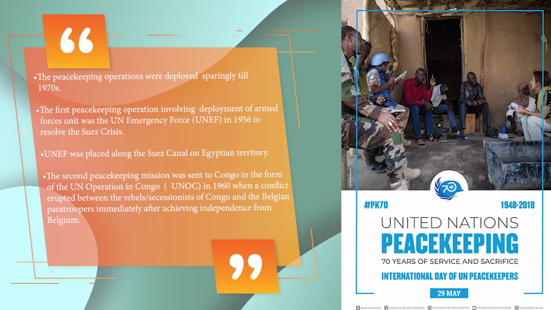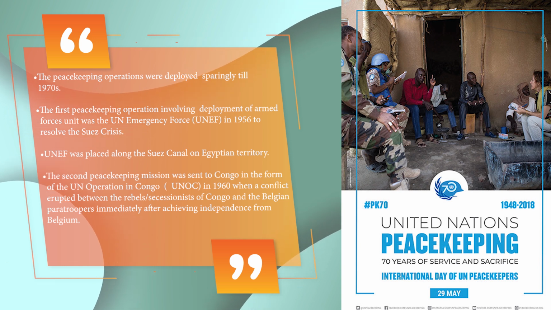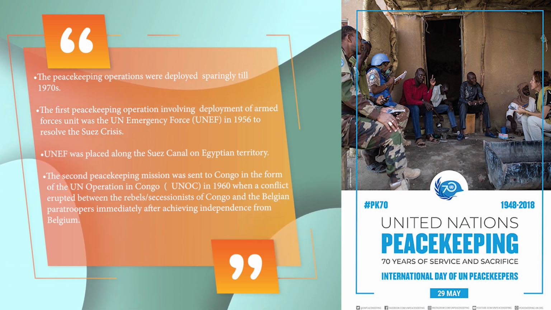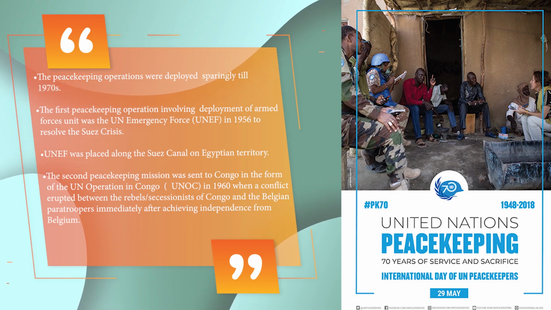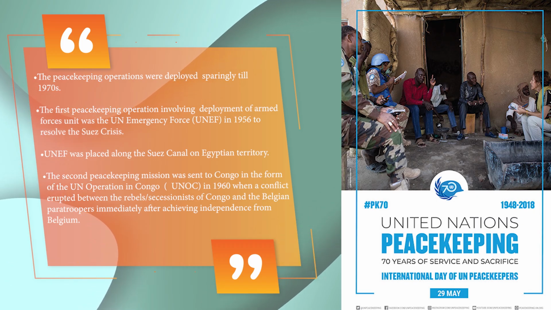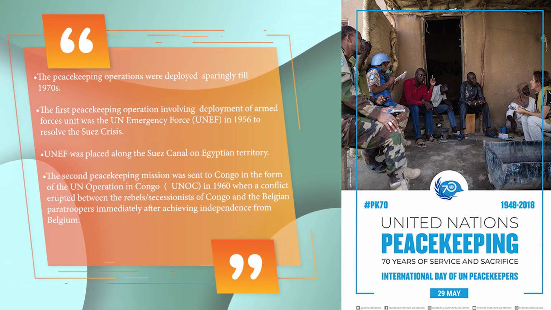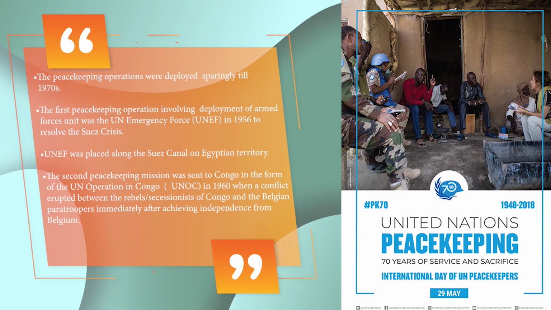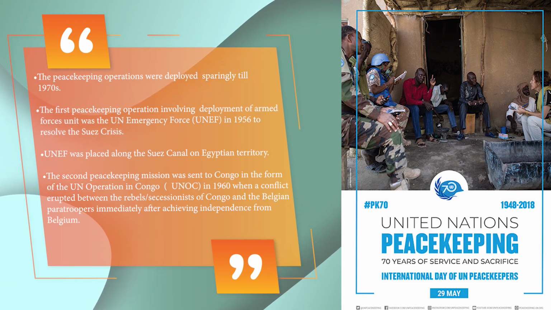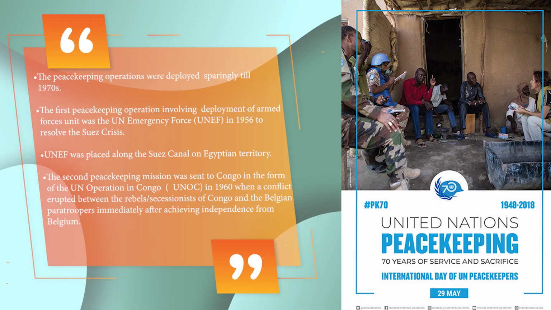The first peacekeeping operation involving deployment of an armed forces unit was the UN Emergency Force in 1956 to resolve the Suez Crisis. The UN Emergency Force was placed along the Suez Canal on Egyptian territory. The second peacekeeping mission was sent to Congo in the form of the UN Operations in Congo in 1960, when a conflict erupted between the rebels or secessionists in Congo and the Belgian paratroopers immediately after achieving independence from Belgium.